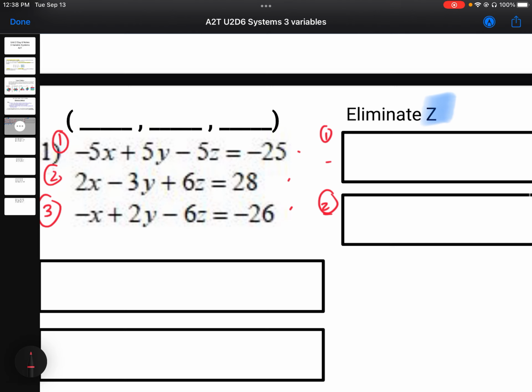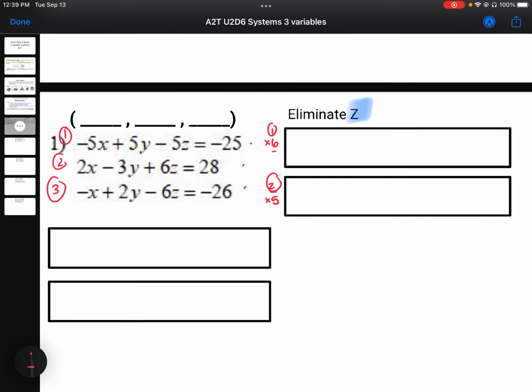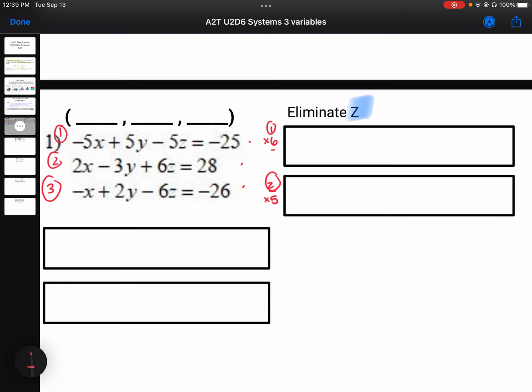Let's take our first equation and let's multiply it by 6. Take equation 2, let's multiply it by 5. So equation 1, multiply everything by 6. So this is negative 30x plus 30y minus 30z equals negative 150. Equation 2, we're multiplying everything by 5. So this is 10x minus 15y plus 30z equals 140.